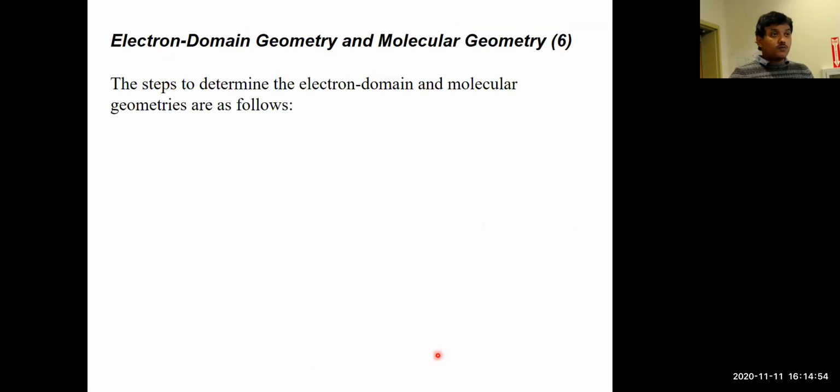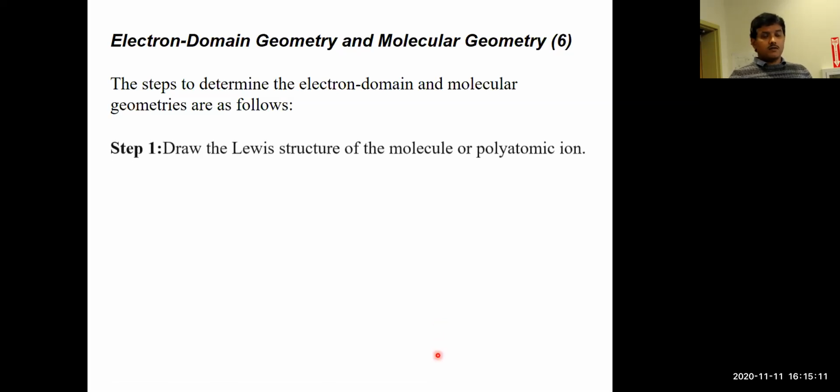Let's move forward and work on one or two problems, then talk about bond angles to wrap up the chapter. Okay. So this is what you have to do to predict a molecular geometry or electron domain geometry. First things first, you need to draw a correct Lewis structure.